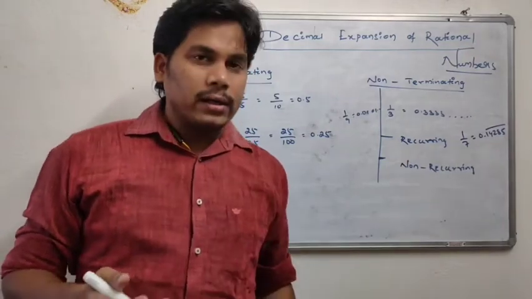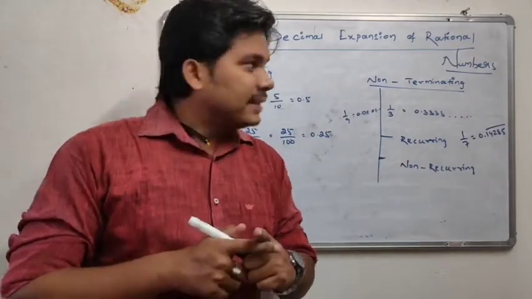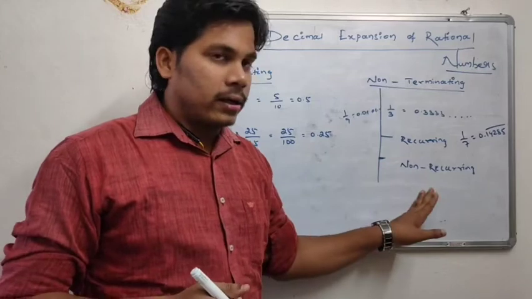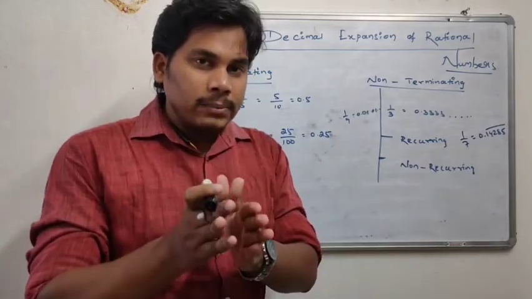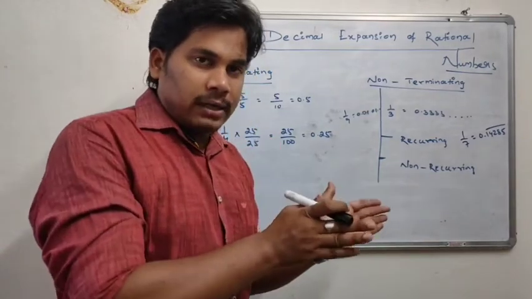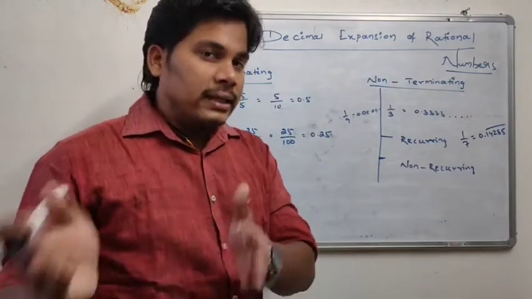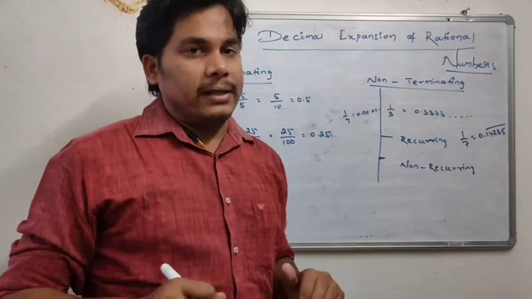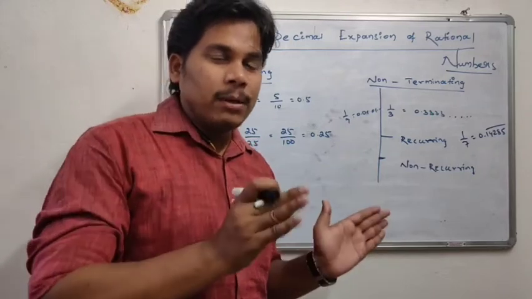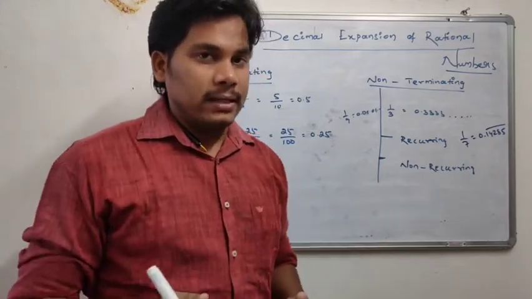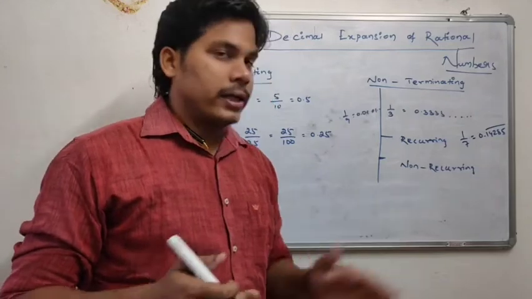But in the case of non-recurring, it will not end, as it is non-terminating and non-recurring. That means a decimal number which never terminates, never stops, and so long it will continue. And another thing, it won't repeat, meaning the same numbers we cannot get repeatedly. That's why this is called non-recurring.